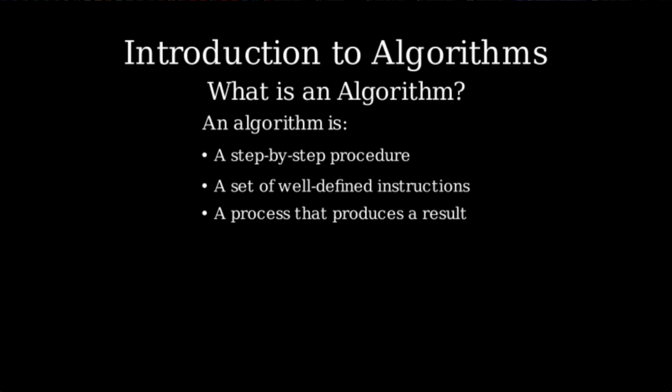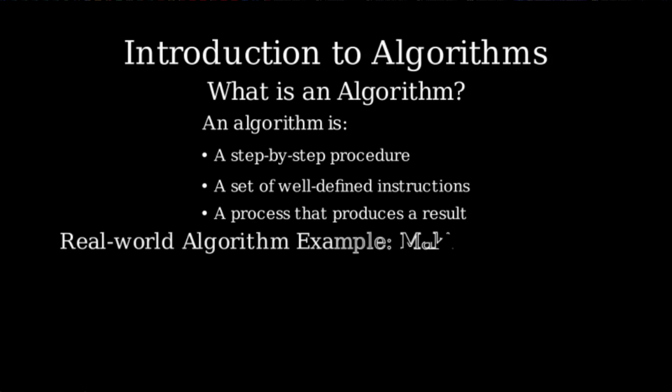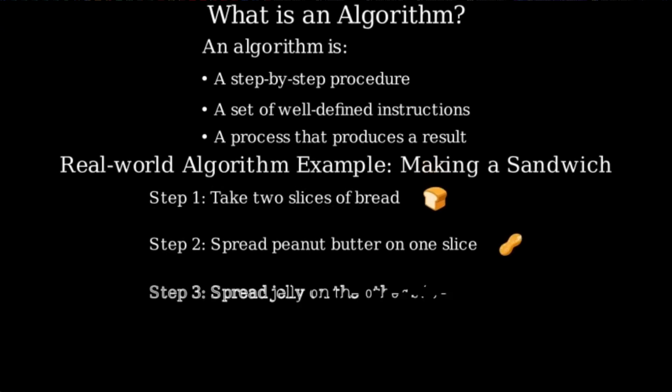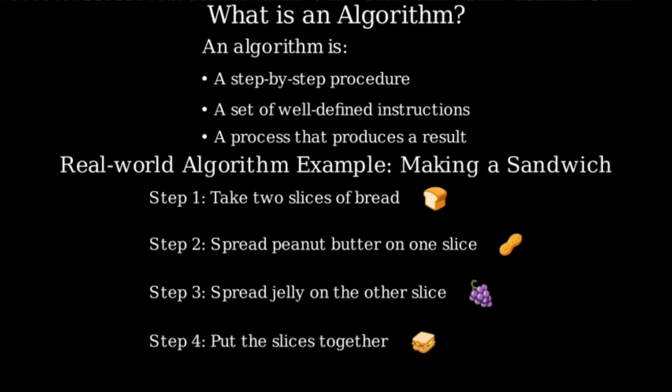Think of it as a recipe or a set of instructions that, when followed correctly, will always produce the same result. Let's look at a simple, real-world algorithm example, making a sandwich. First, you take 2 slices of bread. Second, spread peanut butter on one slice. Third, spread jelly on the other slice. Finally, put the slices together. This simple set of instructions is an algorithm. It has a clear input, the ingredients, a defined process, the steps, and a predictable output, a sandwich.